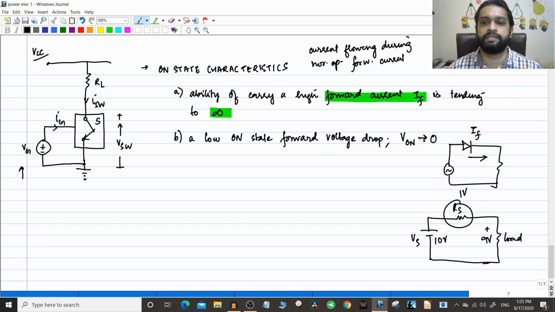V on should be tending to 0. That means that is VSW only, that I will just write VSW is equal to V on, which should be tending to 0 here. Okay. Now the third point here.